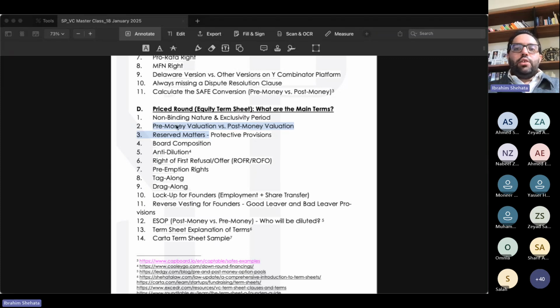Okay, so before I go into more provisions, I will stop here and see if anybody has any questions about the board composition, the reserved matters, or the pre-money, about these first four issues.